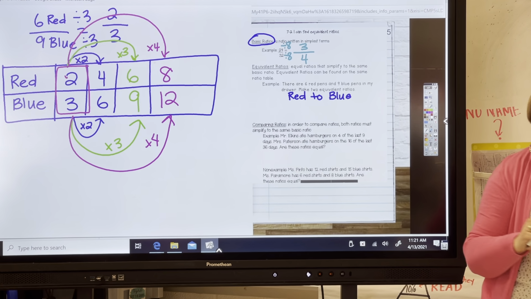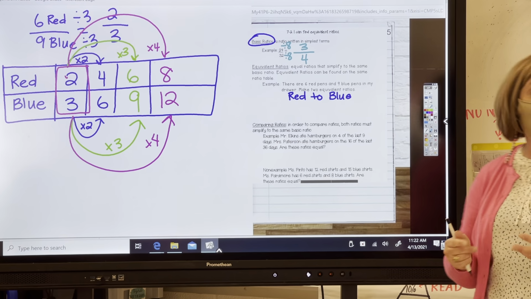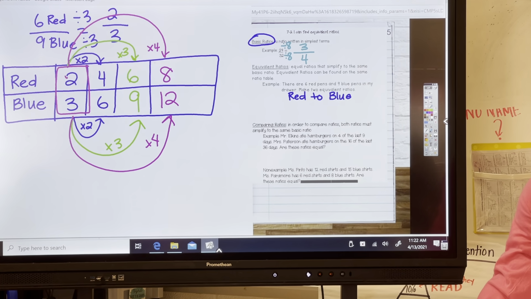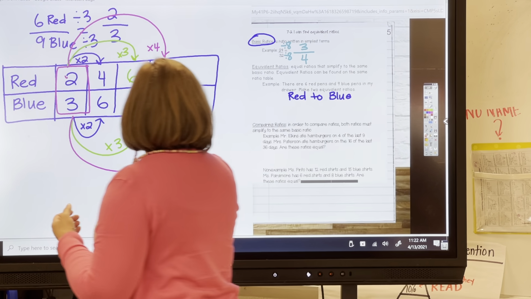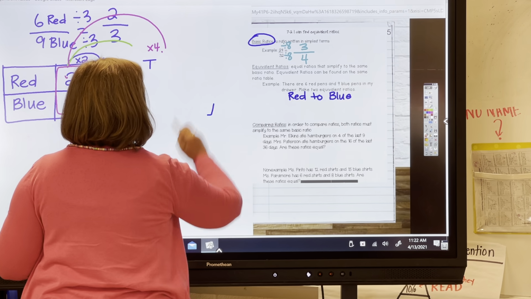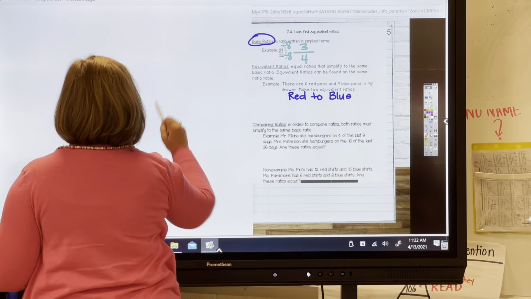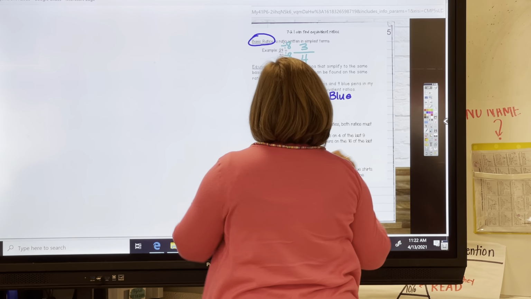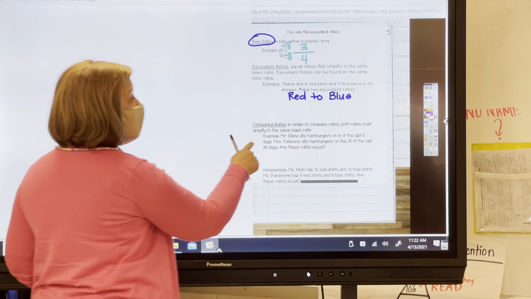All right. The next thing, when we're talking about equivalent ratios, sometimes you are asked to compare ratios to determine if they're equal or not. Do you remember trying to determine if fractions were equal or not? It's the same thing. You're going to use the exact same process. So, right here, we have Mr. Elkins ate hamburgers on 4 of the last 9 days. Mrs. Patterson ate hamburgers on 16 of the last 36 days. Are these ratios equal?